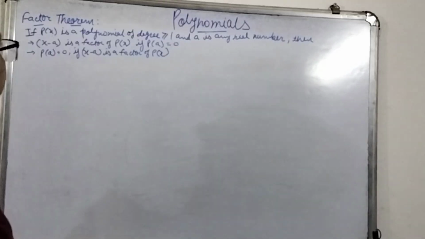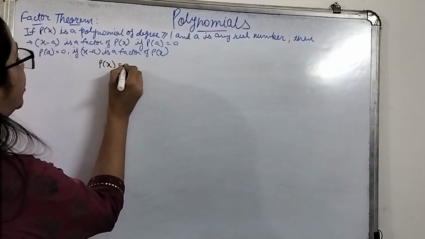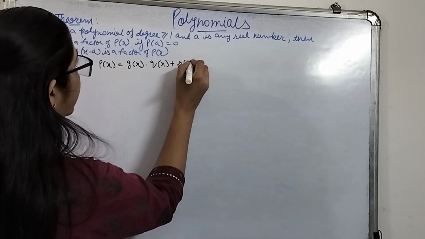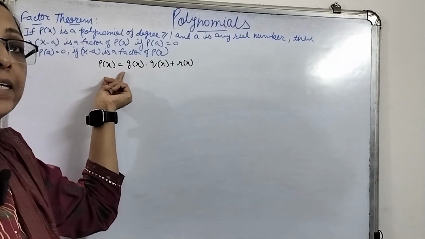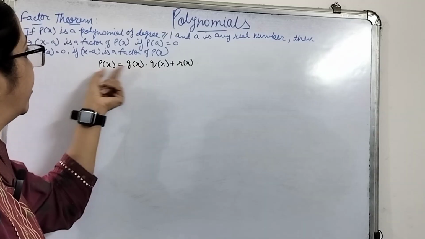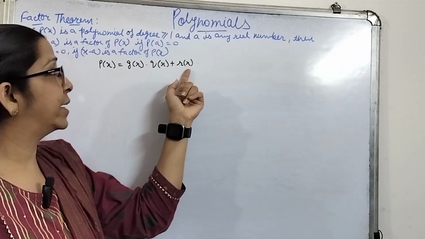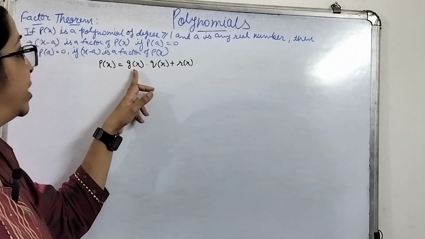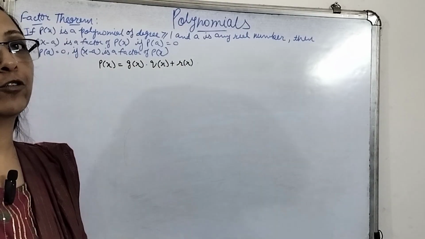Now let's understand how we can prove it. Just now we have seen that dividend is equal to divisor multiplied by quotient plus remainder. p(x) is any polynomial whose degree is greater than or equal to 1. If we divide this p(x) by g(x), which is the divisor, then we will get two polynomials, q(x) and r(x), such that p(x) is equal to g(x) multiplied by q(x) plus r(x), where g(x) is not 0 and the degree of r(x) will be less than the degree of g(x).